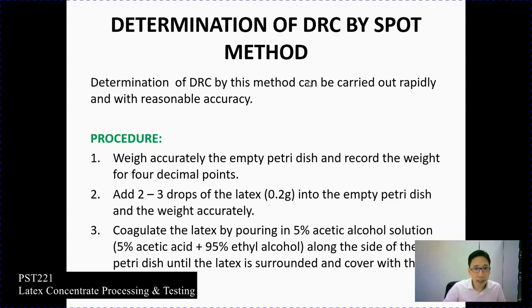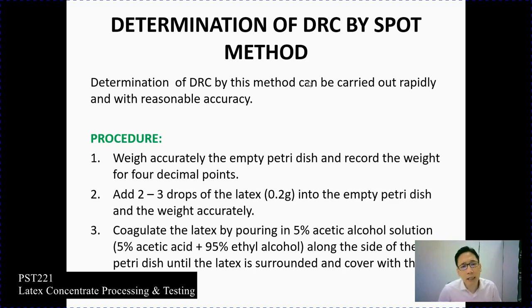Okay, the procedure. I will go through this procedure very fast because I assume you already went through my video that shows how we conduct the spot method for the DRC. You weigh accurately the empty petri dish and record the weight to 4 decimal points. You add 2 to 3 drops of the latex into the empty petri dish and weigh accurately, and make sure that these 2 to 3 drops are at one point so that they touch each other. I don't want them to be separated.